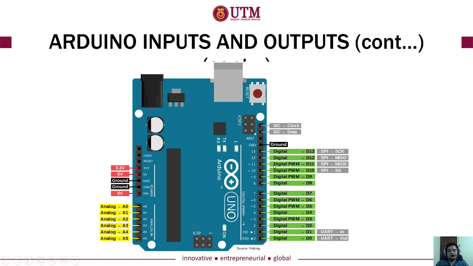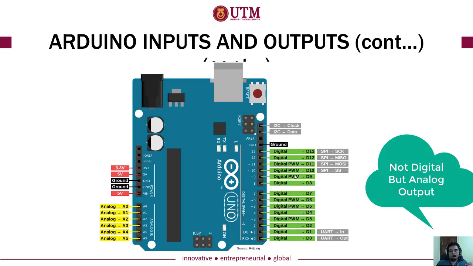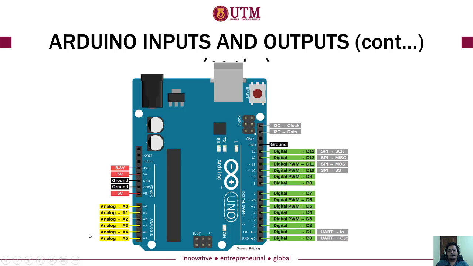Okay, the green ones can become digital input, they can be digital output, and they can also become analog output, which are the ones labeled with digital PWM. Now we talk about analog input, where you need to utilize either one of A0 to A5.